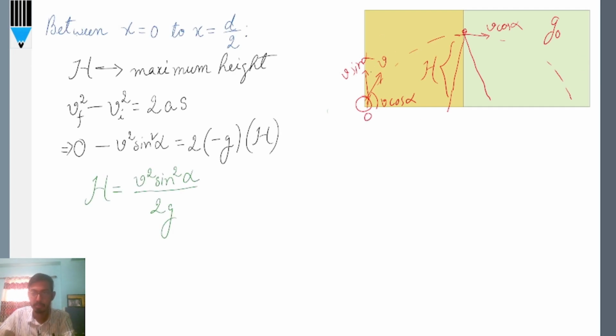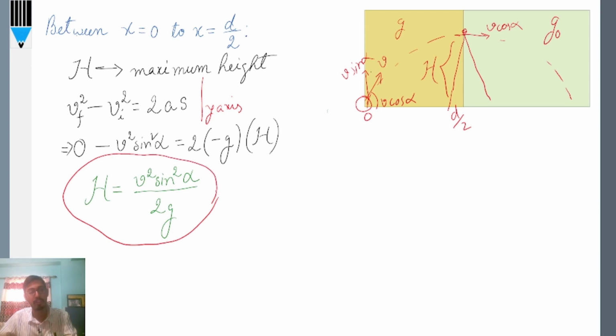Between x equal to 0 to d/2, the usual situation, we can apply gravity, which is g. The height that we are considering here is h. How do we find the height? Using v square minus u square equal to 2as along the y axis. The final velocity is of course 0, and the initial velocity is v square sin square alpha that we mentioned here. So when we do this, we get the value of h.